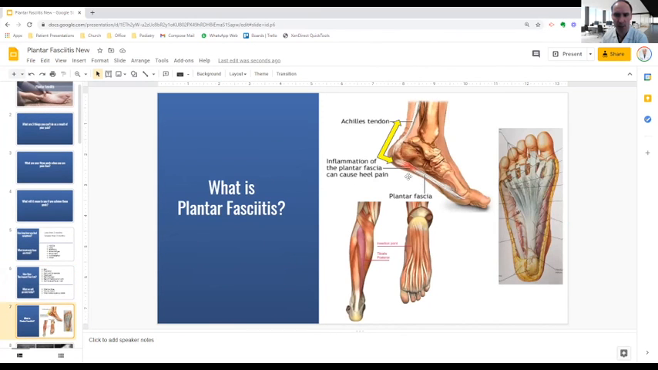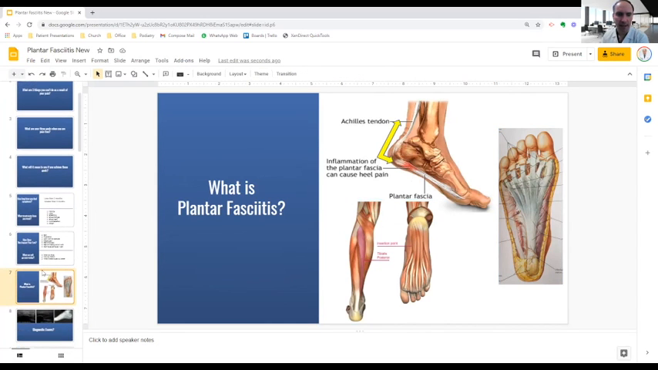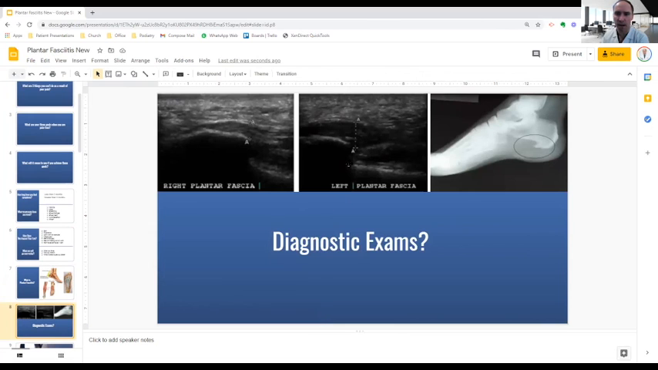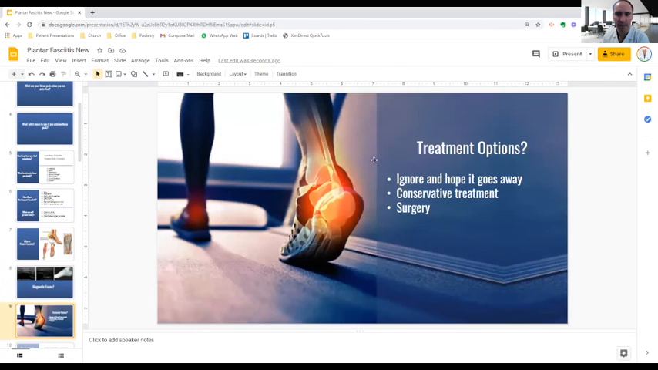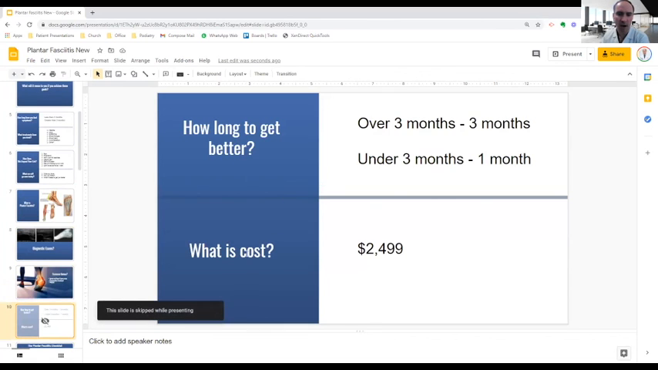This is the slide I use. Basically, just pictures I got off of YouTube, Google. Got pictures. And this slide's really helped me a lot if you use diagnostic ultrasound. That really helps me. And then the cost.